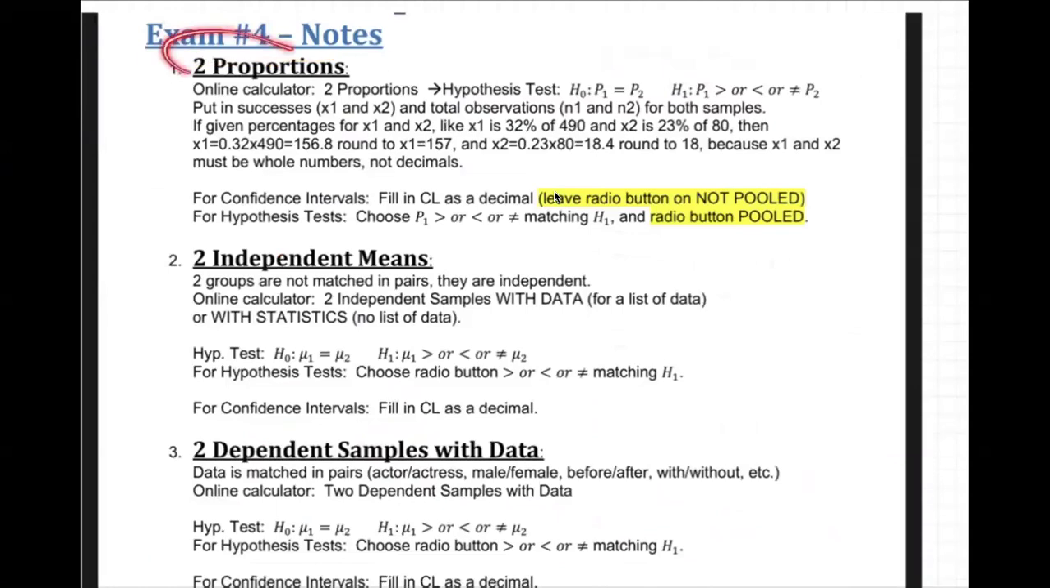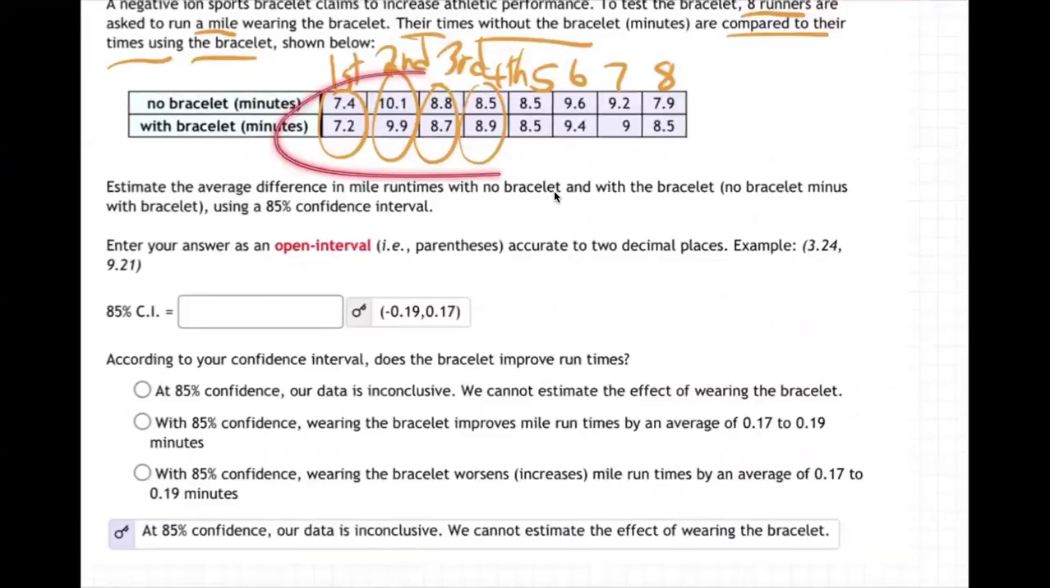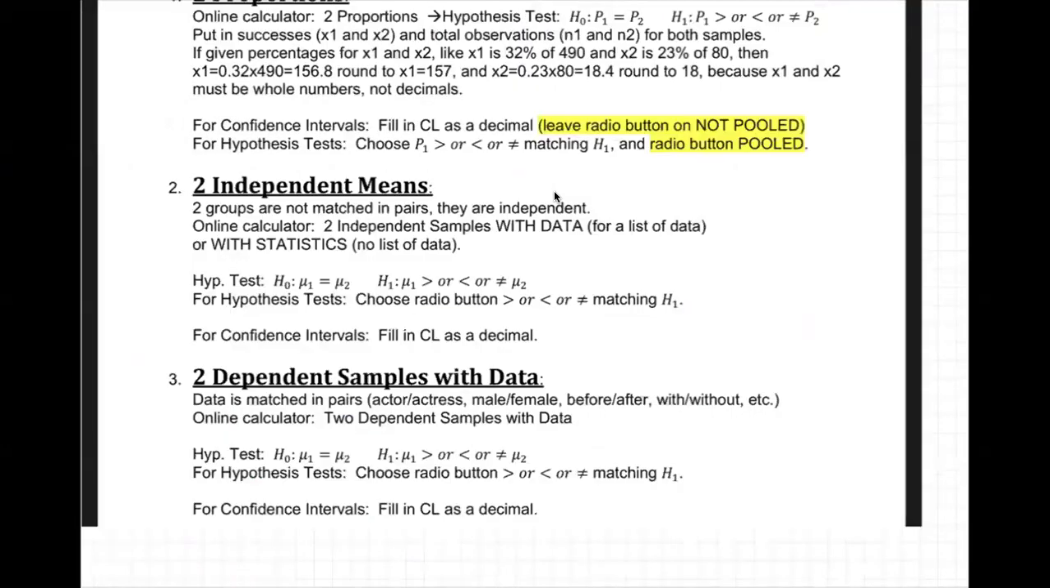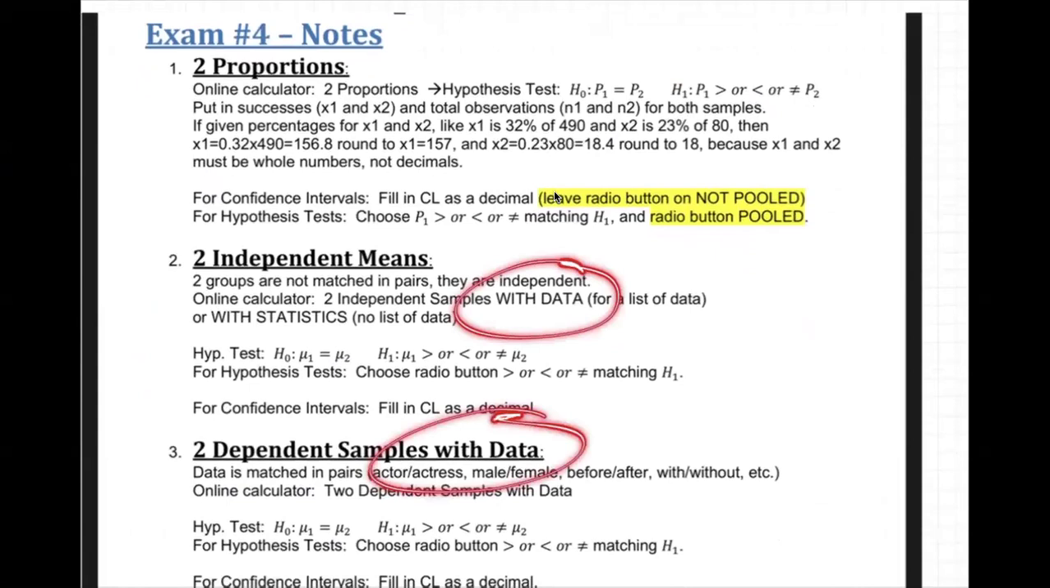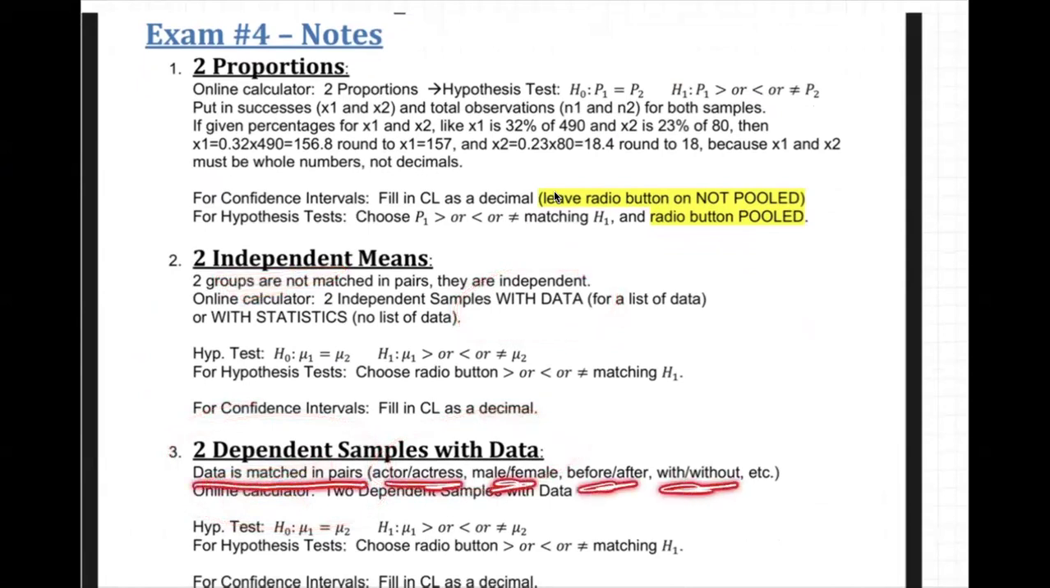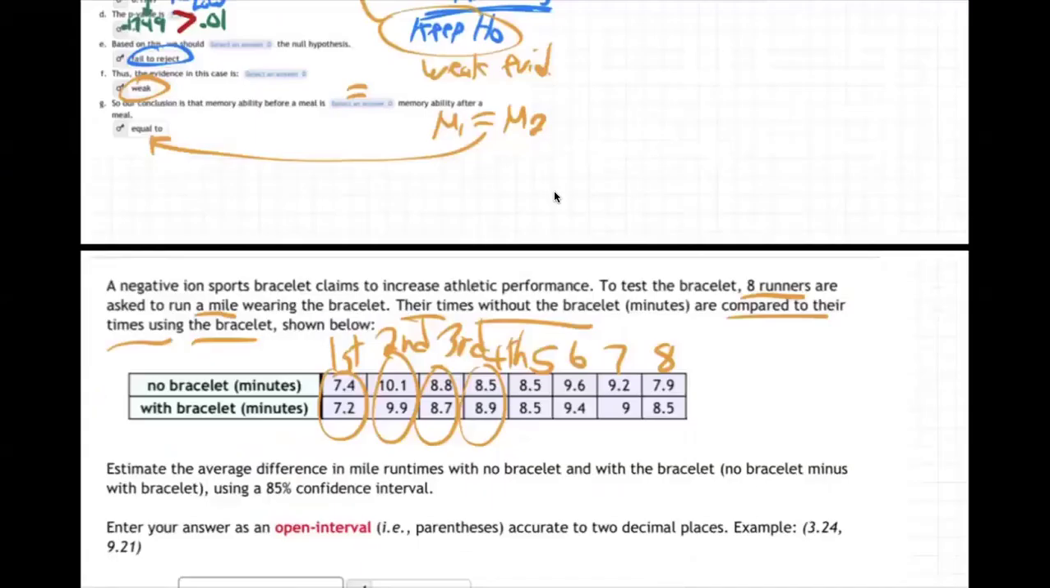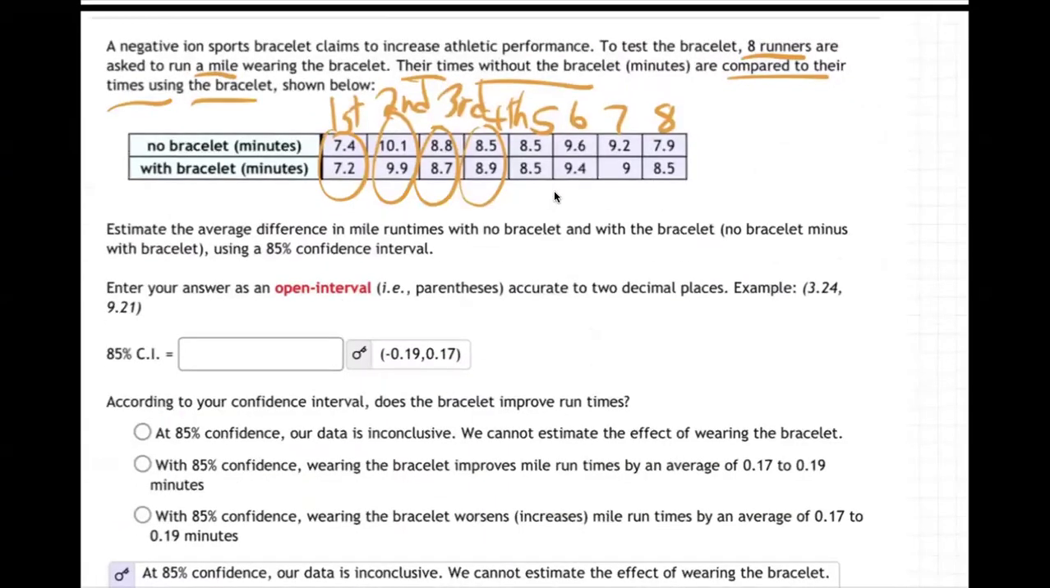And so what we want to figure out is whether this is independent means or dependent, because it's data. We know there's data, right? We clearly see 2 lists of data, but there's data in 2 places on our exam 4 notes. There's data here and there's data here. Which one is it? Independent or dependent with data? The answer is it's dependent, because data is matched in pairs, like actor, actress, male, female, before, after, with, without. Yeah, that's us. This is dependent data.